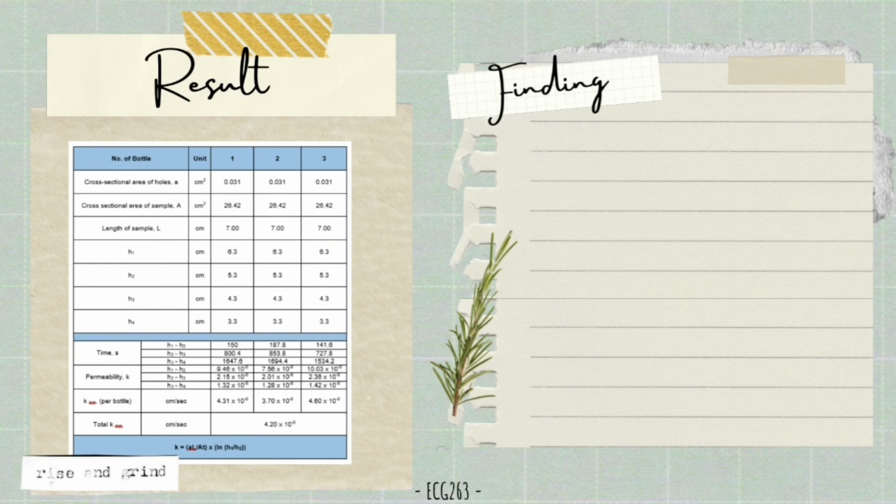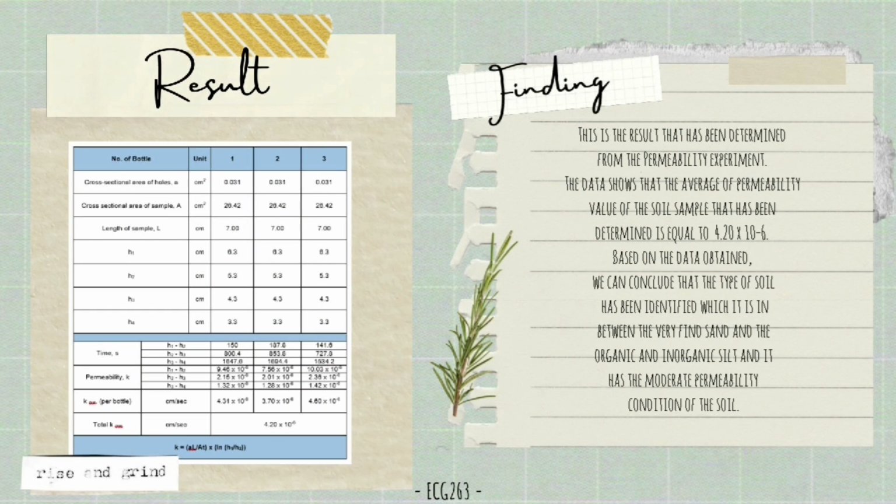This is the result that has been determined from the permeability experiment. The data shows that the average permeability value of the soil sample is equal to 4.20 times 10 to the power of negative 6. Based on the data obtained, we can conclude that the type of soil identified is in between very fine sand and organic and inorganic silt, and it has a moderate permeability condition.